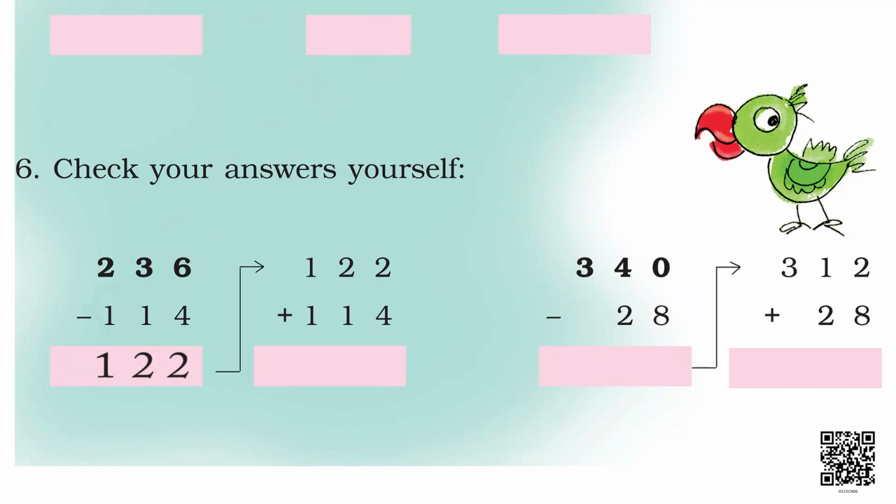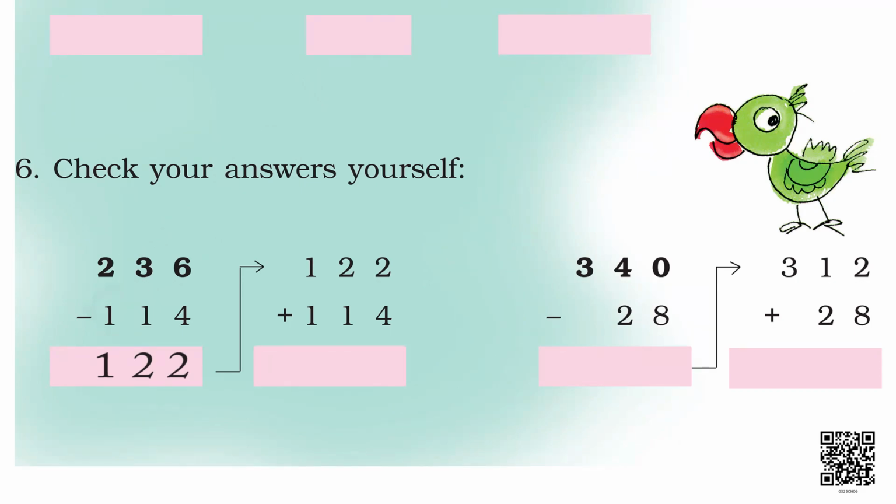Now if we want to check whether this answer is correct or not, we will add the subtracted amount to 122. That is, we will add 114 to 122. For that we will write 1 in hundreds place, 2 in tens place, and 2 in ones place, and then we will write 114, with 1 in hundreds place, 1 in tens place, and 4 in ones place, and then we will add them.